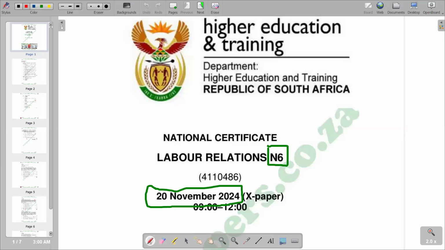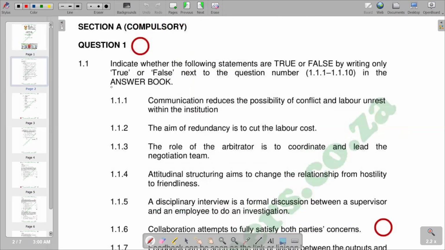In this video, we want to look at a question paper of November 2024. So we are going to look at the first question of that first question paper that is on our section A. So remember, our section A is compulsory. So all our question one, it reads, indicate whether the following statements are true or false by writing only true or false next to the question number. That is question 1 to 10.